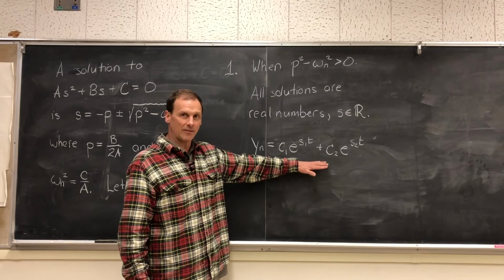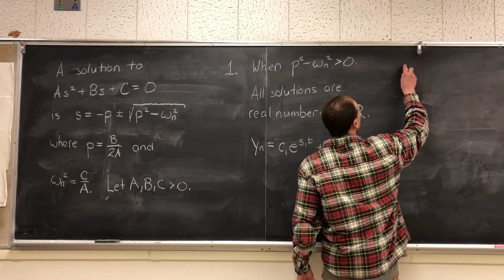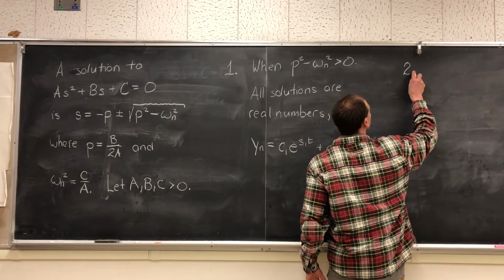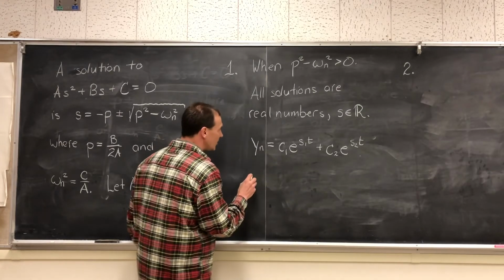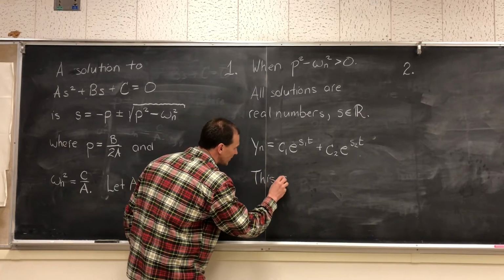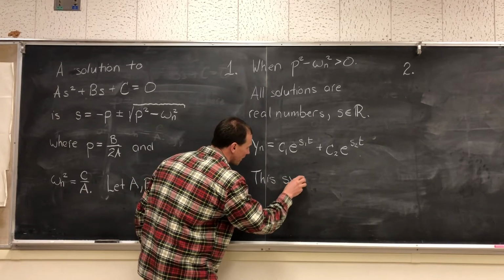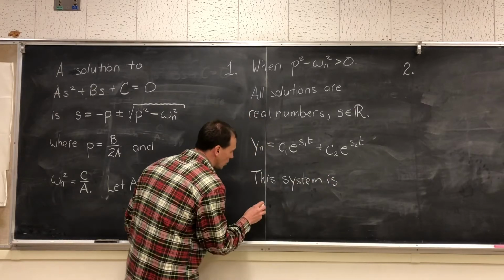We're going to graph these solutions. So I'm going to be putting up number 2 right here, so I will give myself some space. Oh, and before we graph it, in this case, we say that this system is called overdamped.